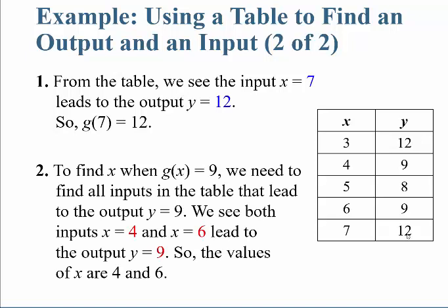To find x when g of x is equal to 9, we need to find all inputs in the table that lead to an output value of 9. So you look along the y values and see where there's a 9. There's a 9 here, and there's a 9 here. Both inputs, x equal to 4 and x equal to 6, lead to these values of 9. So the values of x are 4 and 6. It's okay to have two x values.